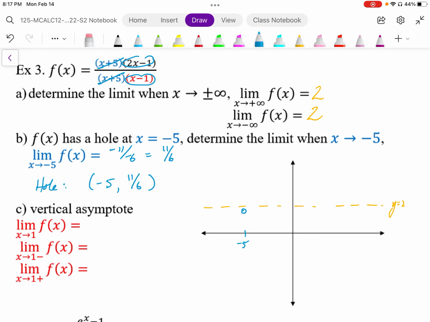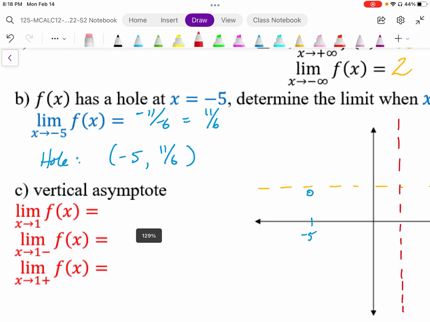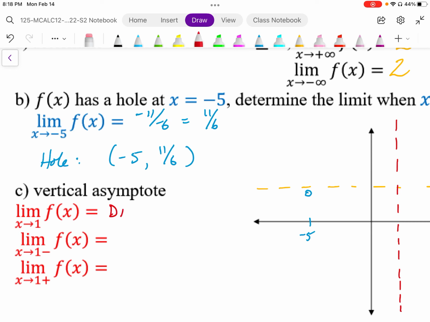So there's this issue of the vertical asymptote as well. The vertical asymptote is when the factor doesn't cancel. So we know we have a vertical asymptote at x equals positive 1. So drawing in my vertical asymptote at positive 1, there it is, I need to establish my limit as x goes to 1. Well, as a two-sided limit, the limit does not exist.